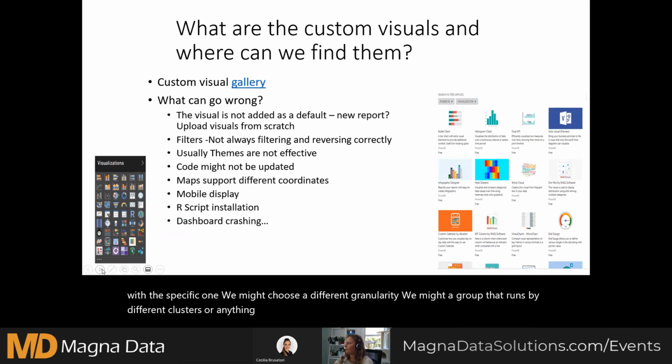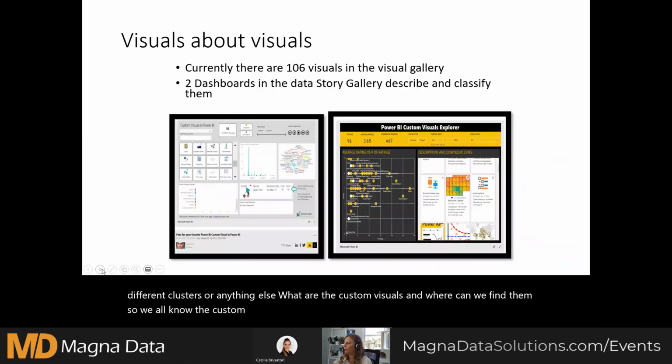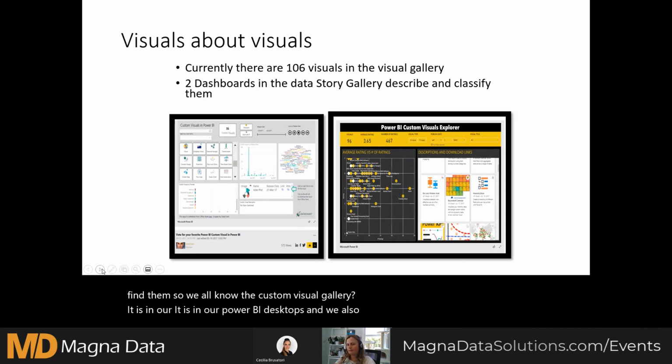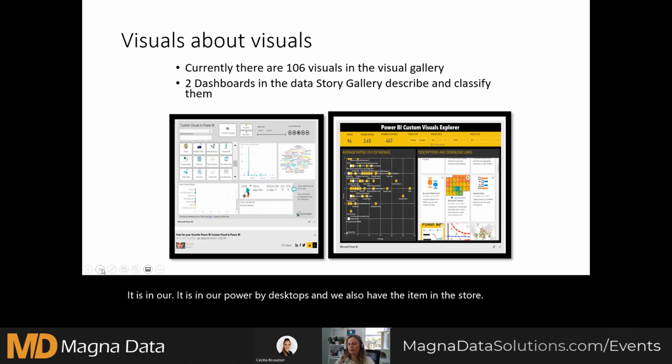What are the custom visuals and where can we find them? So we all know the custom visual gallery. It is in our Power BI Desktop, and we also have them in the store. Also, we have a visual about visuals, so look for it in the data story gallery. It's a visual that contains, and they keep updating it, at least the last time I checked.